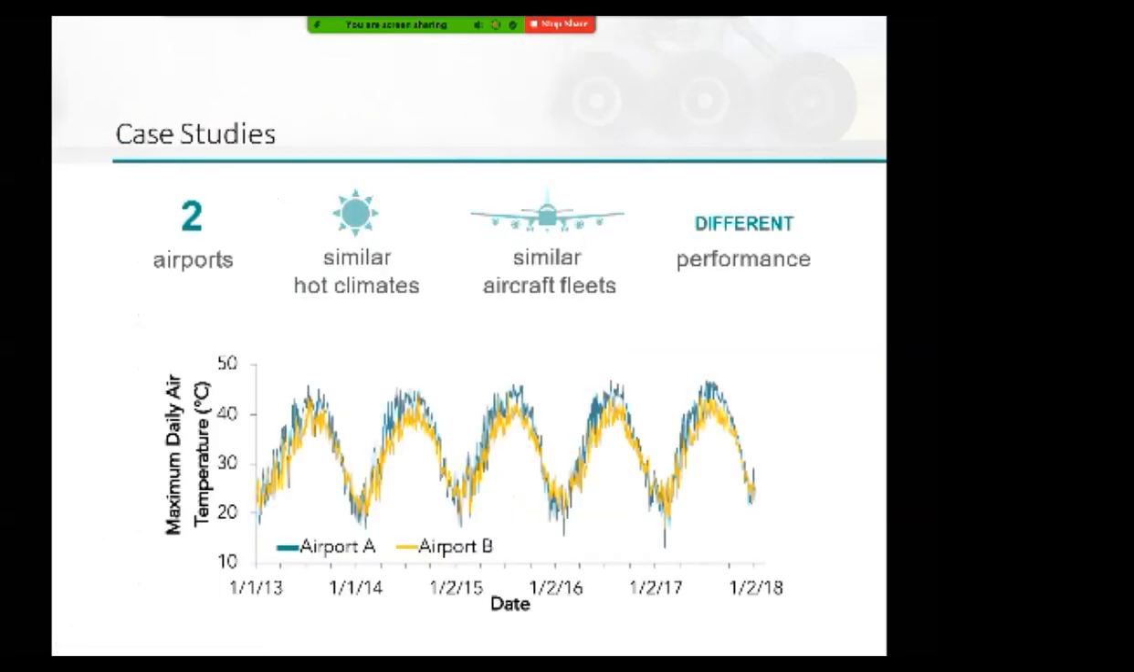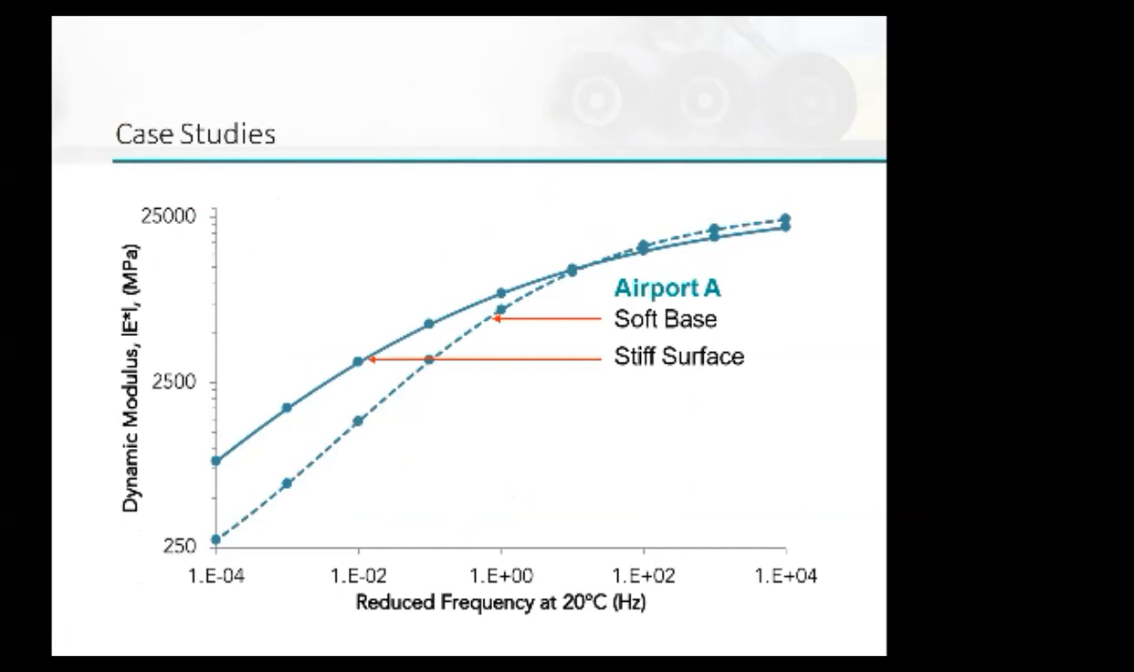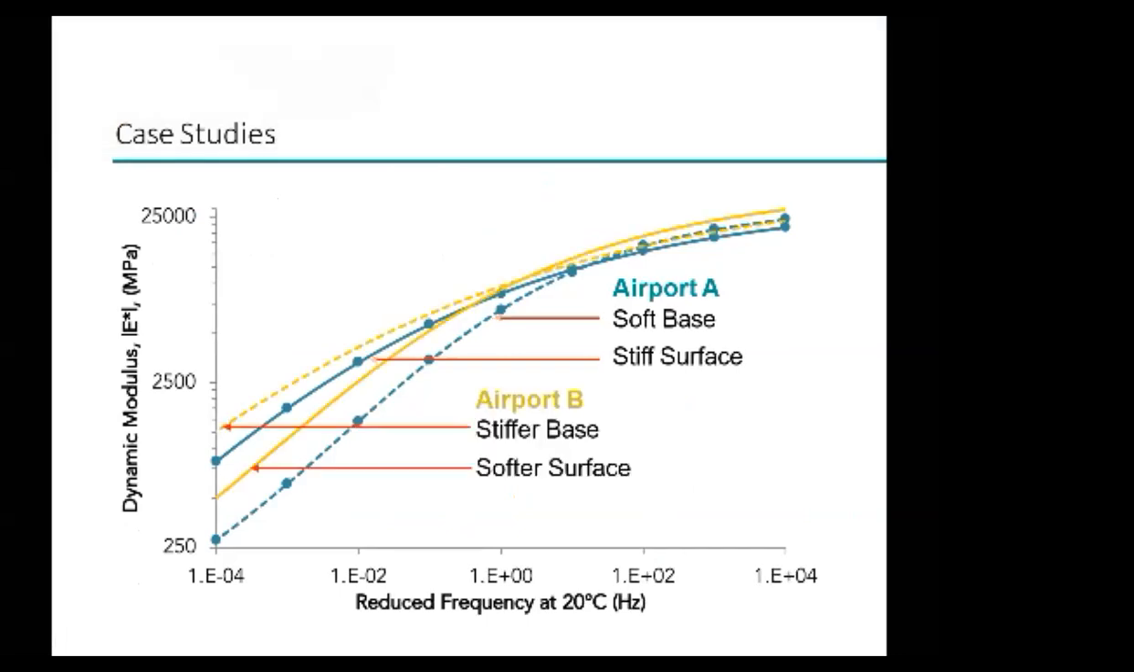Let's apply this to a case study. We have 2 airports, similar climates, similar aircraft fleets. One airport did tremendously well, one airport did not. And I plotted here the dynamic modulus of the base layer and surface layer for 2 airports. We have a problem with the master curve or the stiffness of the soft layer, the base layer of airport A. So airport A, the base layer, asphalt layer, was too soft compared to the base layer of airport B or the surface layers. So that is a problem, soft base in airport A.